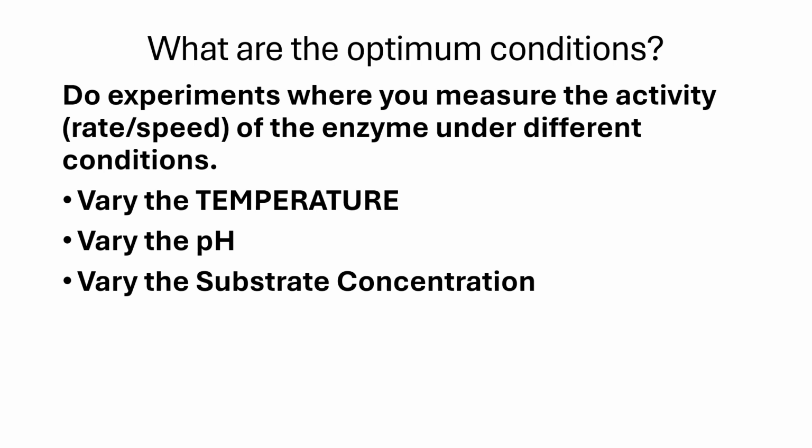Okay, so how do we determine this, right? We do some experiments where we hold the temperature and the pH constant, and we vary the amount of substrate, and then we do another experiment where we vary the temperature, but we hold the pH and the substrate concentration the same. Basically, we hold two of the variables constant while we vary the third variable. We manipulate the third variable, and that's how we figure out what the optimum conditions are for a particular enzyme.